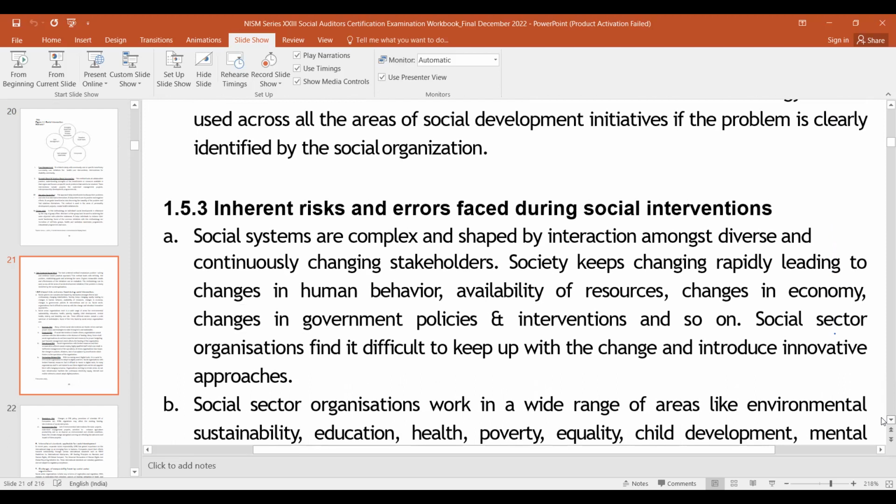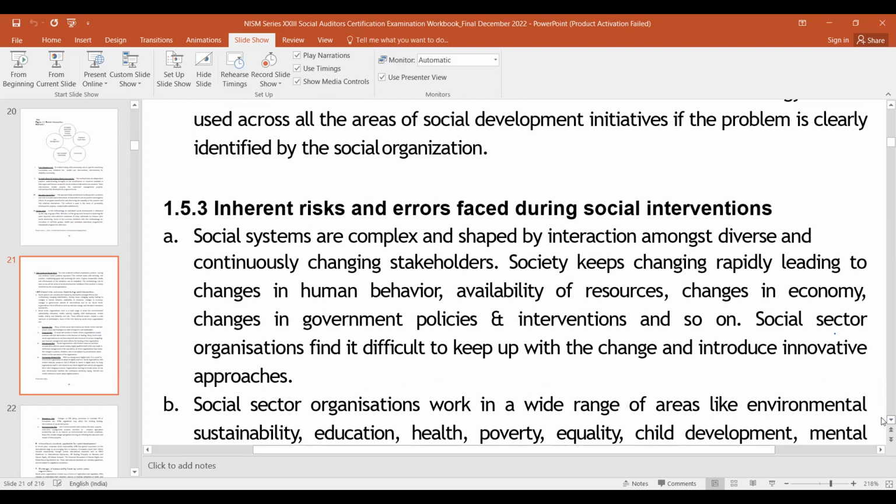So if you are working with a criminal tribe, if you are working with tribals, they may be having their social beliefs, and if you try to interject something which is against their values, there may be resistance also. Because the social systems are complex and shaped by interaction amongst diverse and continuously changing stakeholders.